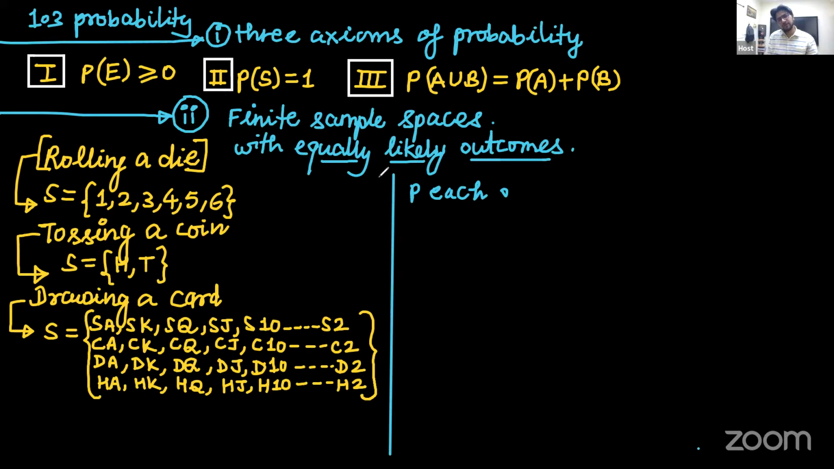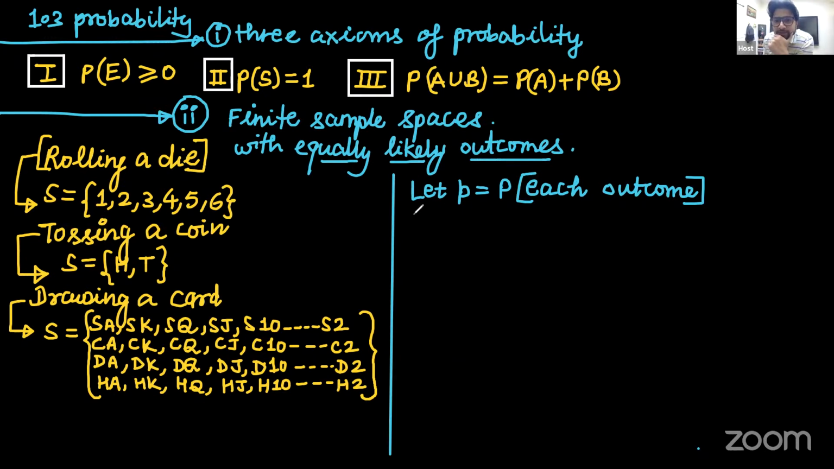Writing "let" here is a very important thing. We are assuming that small p represents the probability of each individual outcome. Small p.